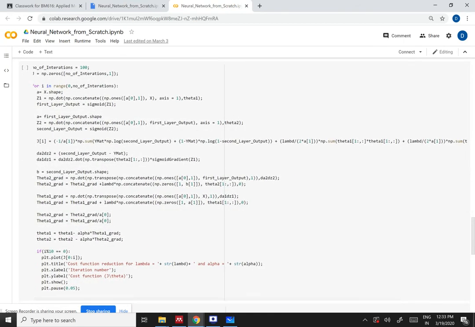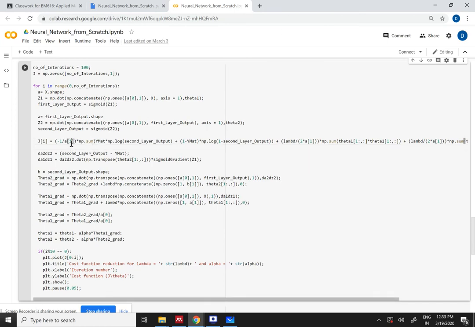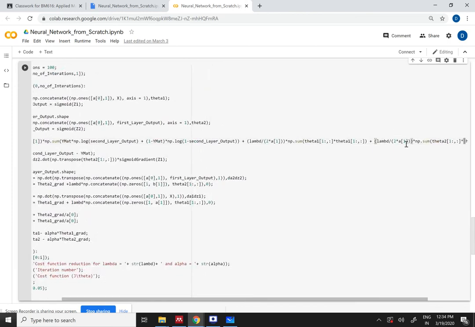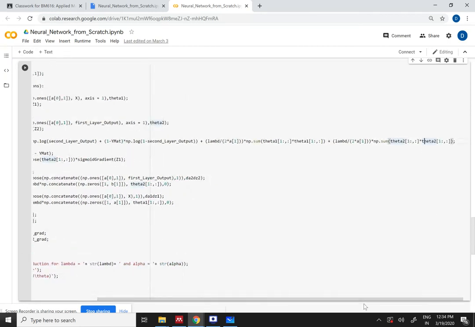If we look at this portion, this is the error function. You can see the error function until this point is the normal error function calculation. After that, we have lambda by 2m multiplied by the square of all the elements in the theta 1 matrix and summed, plus lambda by 2m multiplied by the square of all the elements in the theta 2 matrix. So this is the new error function.